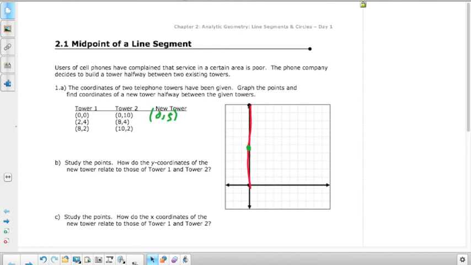Okay, we have two other towers at 2, 4. So 2, 4, right there. And 8, 4. So here we have their line segment. How do we get the middle of that? How do we get the middle of that line segment?